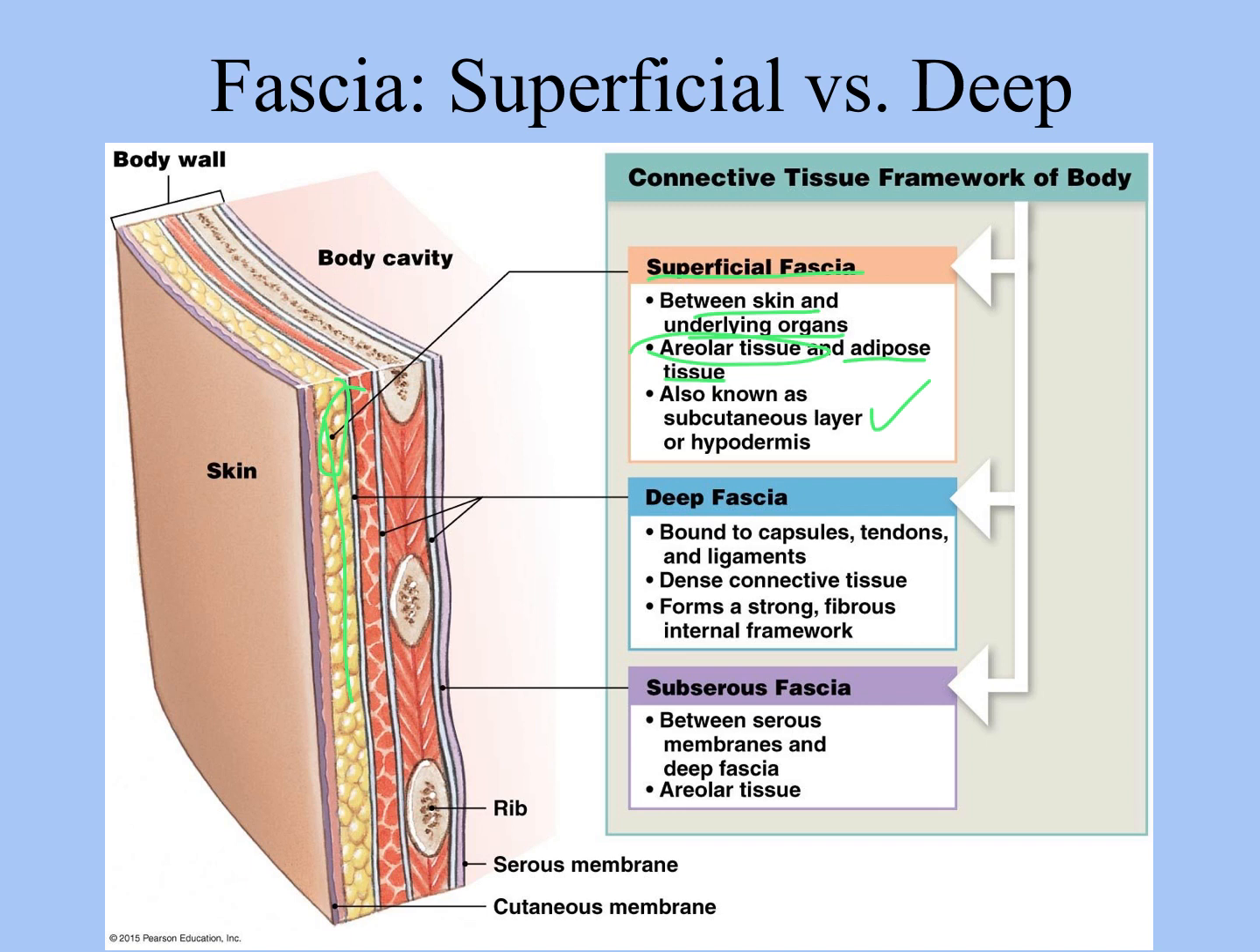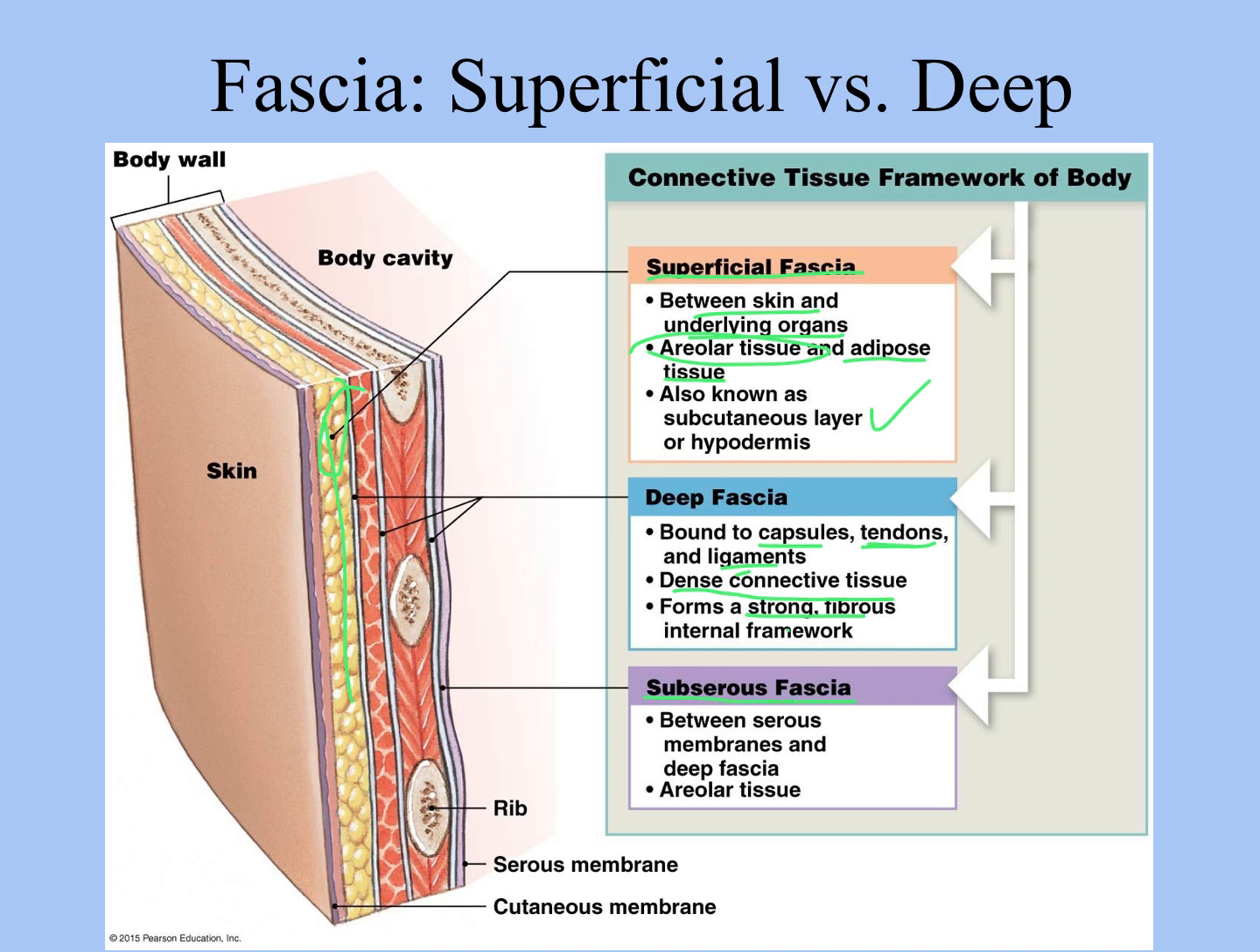The deep fascia is underneath the superficial fascia, obviously. And there can be many layers to deep fascia. Typically, you'll find it bound to capsules, such as your joint capsules, tendons, and ligaments, made up of dense connective tissue, the same thing that tendons and ligaments are made out of. And its job is to form a strong fibrous internal network that pretty much holds muscle and organs in place. So the deep fascia is really the integrity of your soft tissue in your body.